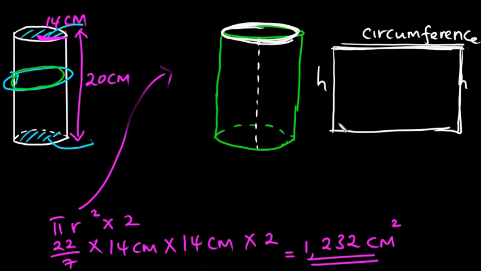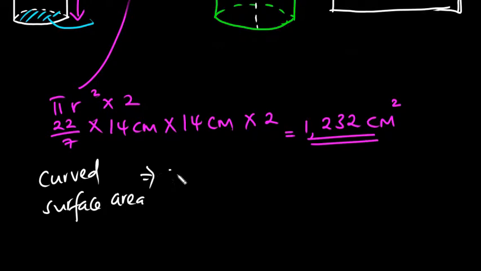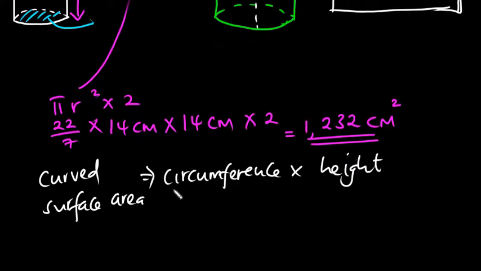So now the curved surface area is going to be the circumference times the height of the cylinder. To calculate the circumference, we need to multiply pi times the diameter, and then multiply by the height. So this is the formula that we are going to use to calculate the surface area of the curved part.